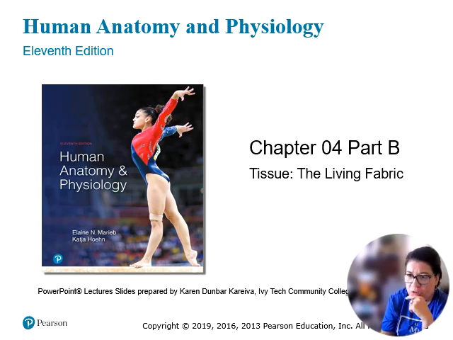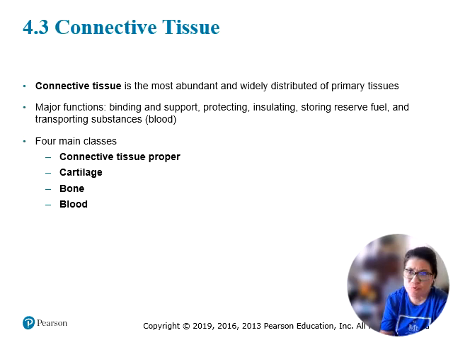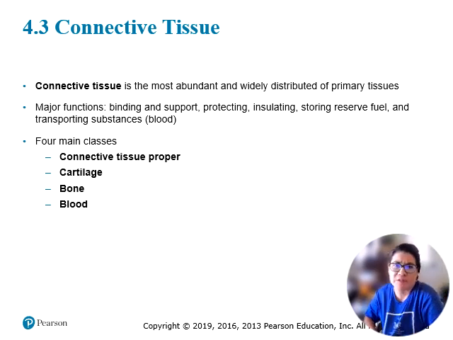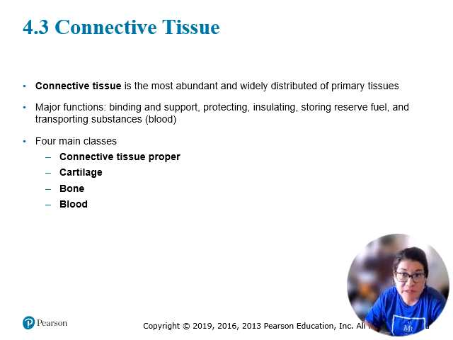Okay, here's part 2 of tissues. So this is on connective tissues. And connective tissues are like second most numerous compared to epithelial. So these are your 4 main types of connective tissue. The connective tissue you think of, and then cartilage, bone, and blood is technically connective tissue.